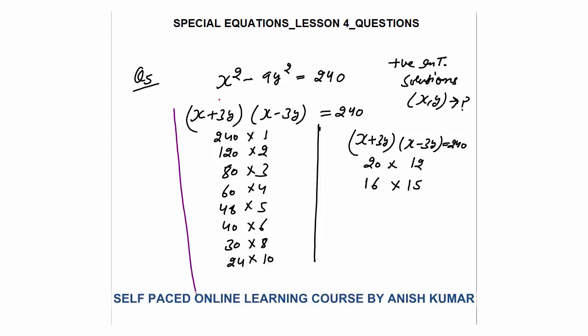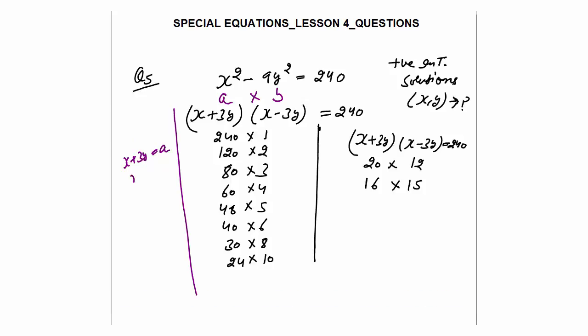Now let's assume x plus 3y equals a and x minus 3y equals b. A into b is 240. If you add these two equations, you get 2x equals a plus b. Now x must be a positive integer, so x is (a plus b) by 2.